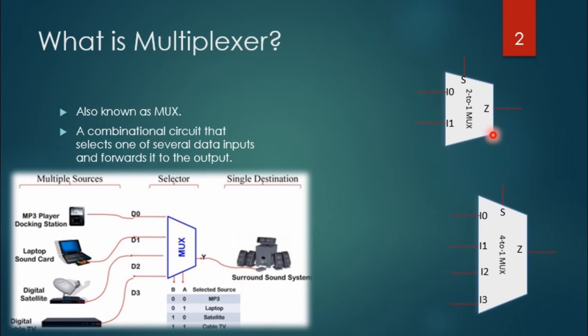So we have 2-to-1 multiplexer if in the system you only need to select one out of 2 items. We have 4-to-1 if you have 4 items to be selected. And we have input called select input. So that is a very important signal to determine which item to be selected to the output.